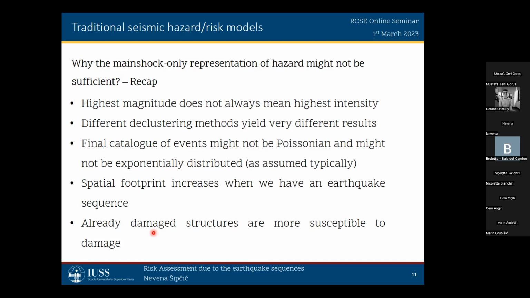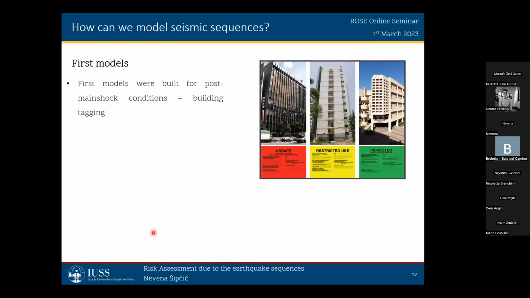So what can we do? The first models that were developed that wanted to tackle the issue of seismic sequences were actually developed for post-main shock conditions and for building tagging. So this means that people wanted to assess, is it safe to enter a certain building after the main shock event? So based on the damage that building already experienced, and based on the probability that the aftershock occurs in the next days, they will assign a tag to a building, so green, yellow, or red tag.